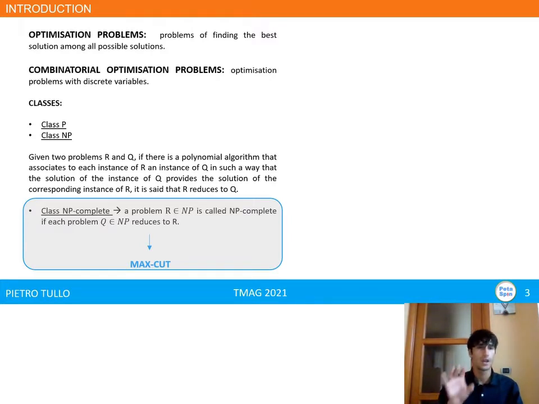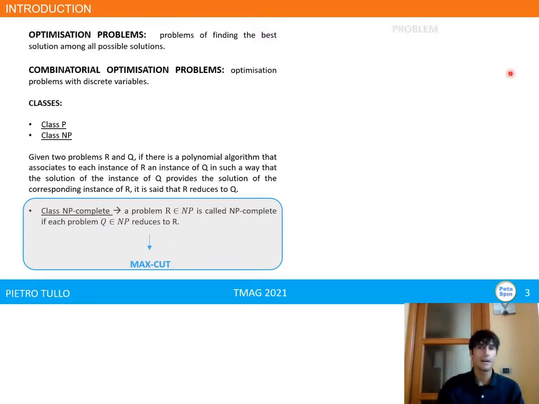We will focus on the class NP complete, but at first I have to give a definition of what is the reduction of a problem R to a problem Q. So given two problems, R and Q, if there is a polynomial algorithm that associates to each instance of R an instance of Q, in such a way that the solution of the instance of Q provides the solution of the corresponding instance of R, it is said that R reduces to Q. So a problem R in the class NP is called NP complete problem if each problem Q in the class NP reduces to R. For example, the max cut problem.